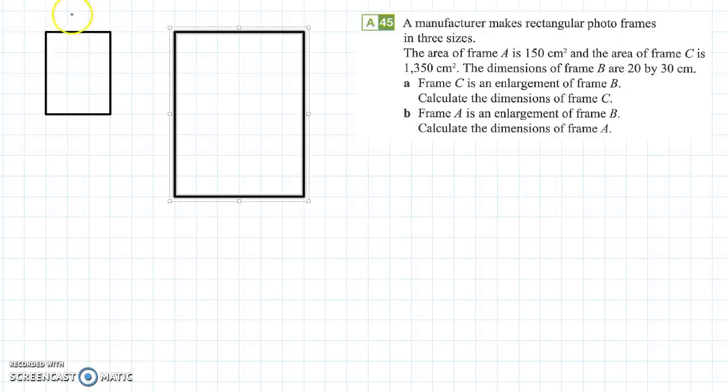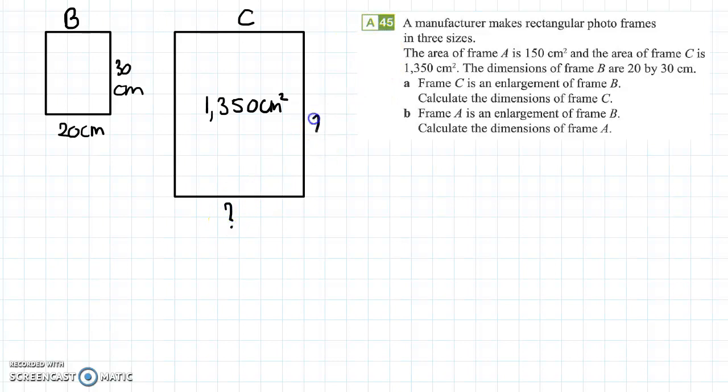Well, if we think that those two rectangles here, this represents frame B and this represents frame C, we just make a sketch of them and write down what we know. So we know that frame B has dimensions of 20 centimeters by 30 centimeters. And of frame C, we know at this point that the area is 1350 square centimeters. They want us to calculate the dimensions of frame C. So they want to know what's the length, what's the width, and we have to figure that out.